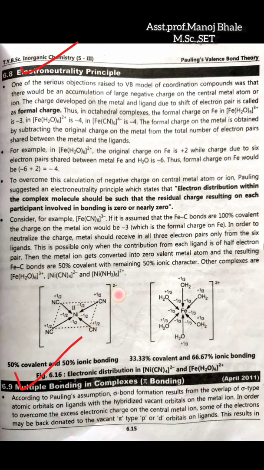So this arrow indicates donation of electrons from the ligand to the metal. This is the sigma bond formation. All these are sigma bonds. But if there is electron donation from the metal to the ligand, that means reverse electron donation, then a pi bond formation is a possibility that arises there.